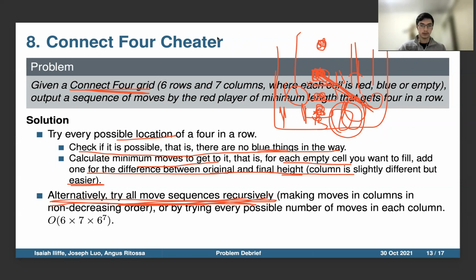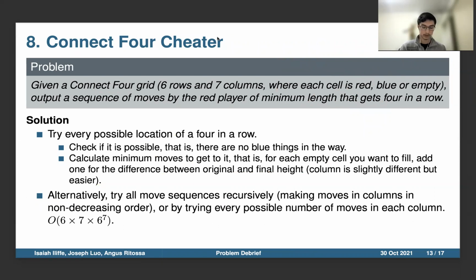Now, I think the data was designed, or just the nature of the problem meant that doing this naively would not quite work. It would be too slow. So one thing you can do is observe that the order that you place the pieces doesn't actually matter. So that means you can just place them in ascending order, which means in your recursion, you don't want to place the piece to the left of a piece you've already placed, or to the right. Just stick to one of them throughout your code. So yeah, make moves in columns in non-decreasing order.